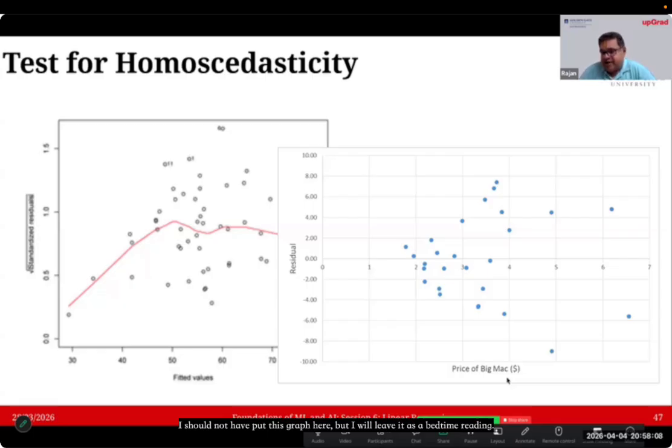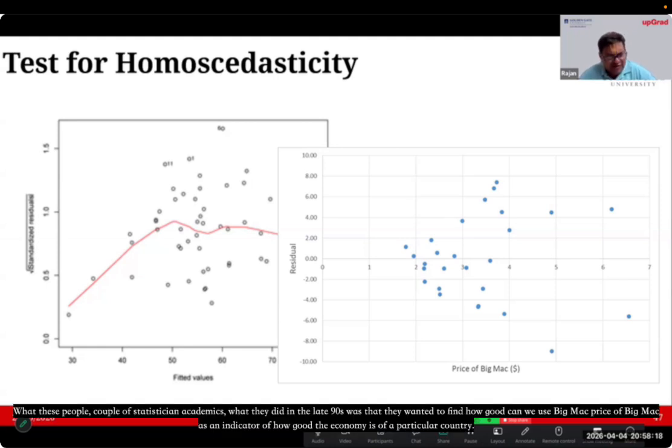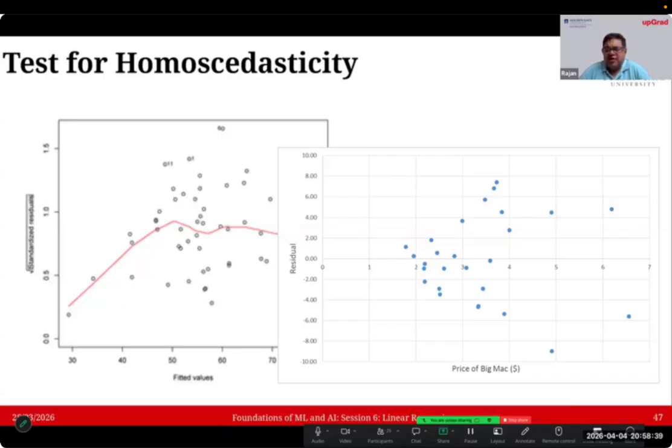Here is the bedtime reading. You can look for something called a threshold on the probability. Big Mac economics: a couple of statistician academics, in the late 90s, put countries below this dashed line in class 1. They wanted to find how well the price of Big Mac can be used as an indicator of how good the economy is of a particular country.